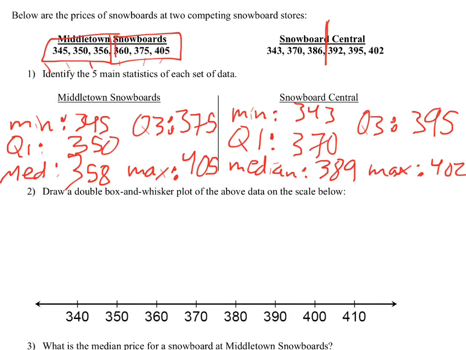I'm going to do the Middletown first. Middletown. It's going to be this first one. And you draw a vertical line above each of these. This is 345, and then one at the first quartile, one at the median. That's going to be 358, and this is 350. And the next one's at 375, which is going to be right here, 375, and then the last one is at 405, which is right here.